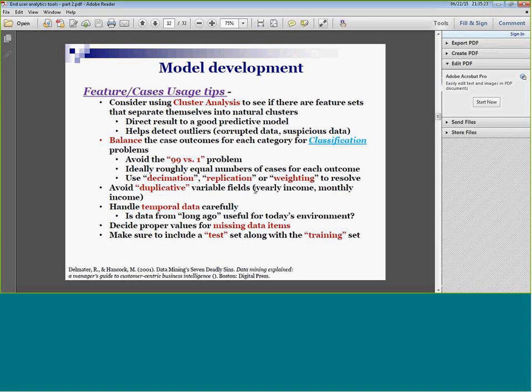You don't want to have a variable that's yearly income and monthly income. They're basically the same thing, except one's divided by 12 or one's multiplied by 12, depending on how you view it. So you want to get rid of those.